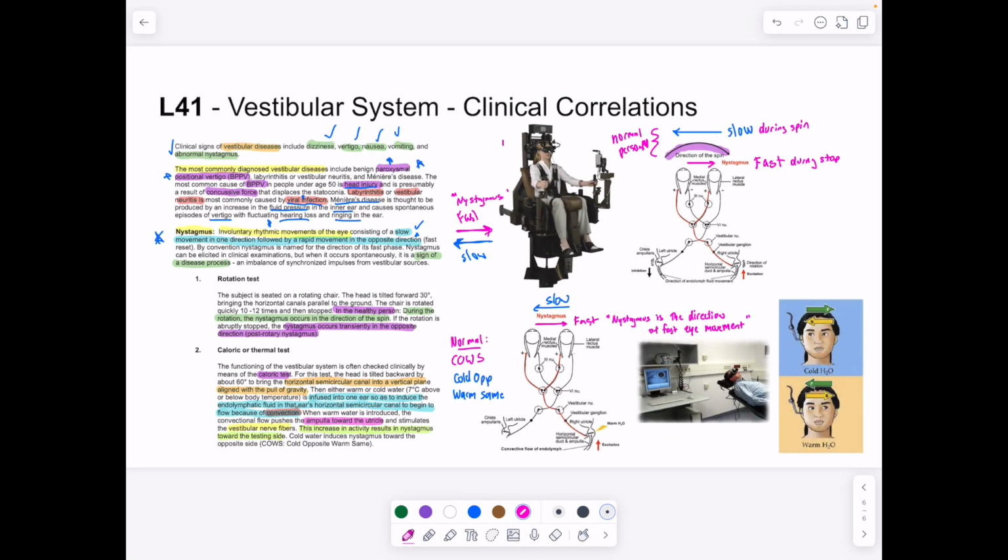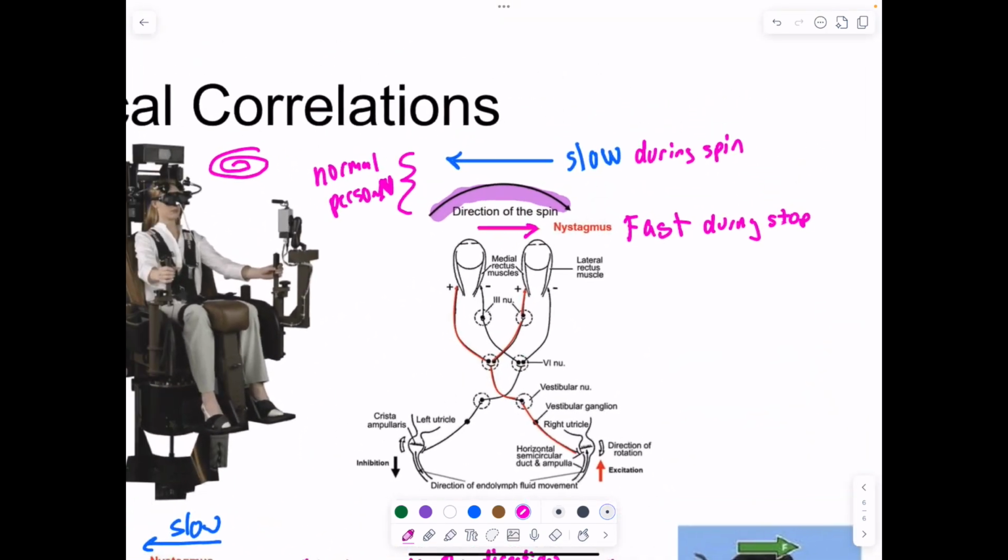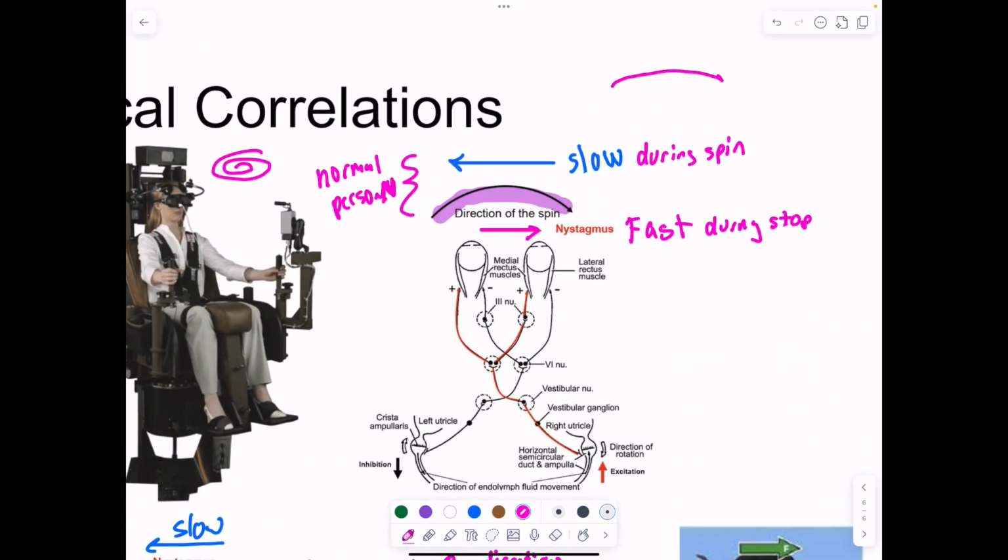The first is the rotation test, and the idea is that you spin this person around like 20 times, and then you bring them to a stop. When they're spinning this way, your reflex is to move your eyes the opposite way. So you're going to have a slow response during your spin this way. And then when you come to a stop, you're inducing this in a normal person, a rapid fix to the other direction.